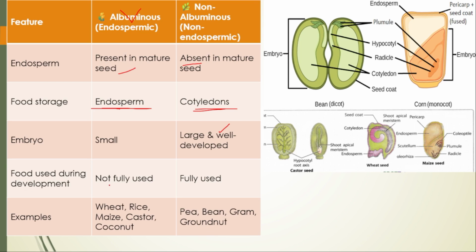Food used during development is not fully used, and because of that it is called albuminous, because the presence of albumin will be there. In the other case it is fully used, everything is empty, because the embryo has fully consumed all the endosperm. Examples for albuminous: wheat, rice, maize, castor and coconut. Examples for non-albuminous: pea, bean, gram and groundnut.